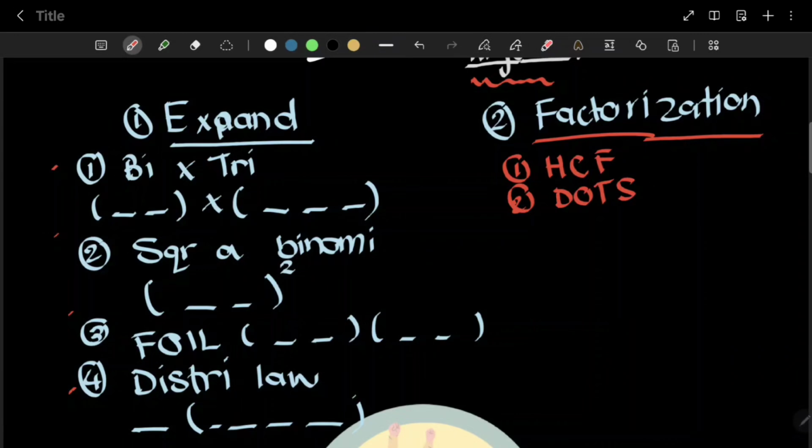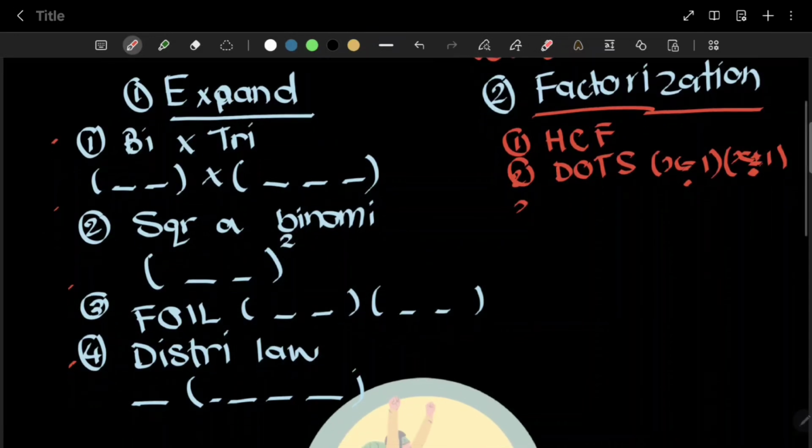DOTS, or difference of 2 squares, is basically when we have something like this. For example, (x - 1)(x + 1). You see, it's basically the same bracket, but the only difference is the signs, this one and this one. The third type is a trinomial. That basically means there are 3 terms.